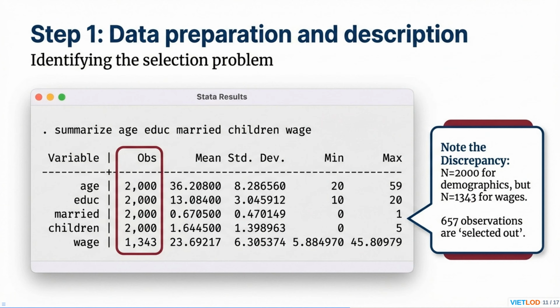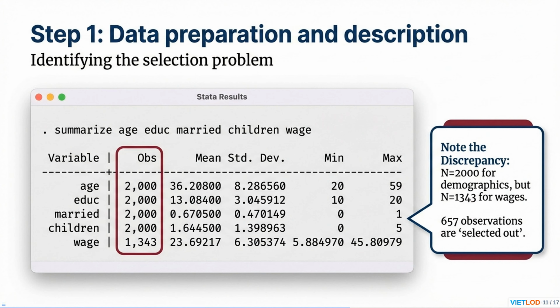The first crucial step in any econometric analysis is thorough data preparation and description. Here, we've used Stata's summarize command to get an overview of our dataset. A critical observation arises when we examine the Obs column. For demographic variables like age, education, marital status, and number of children, we have a complete set of 2,000 observations. However, for our key dependent variable, wage, the number of observations significantly drops to 1,343.